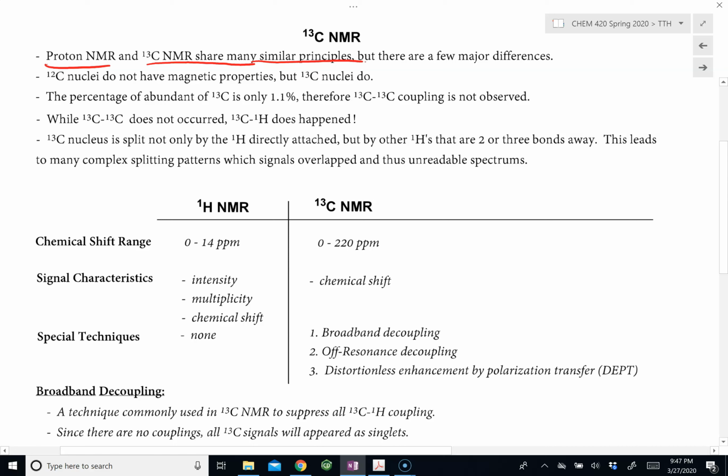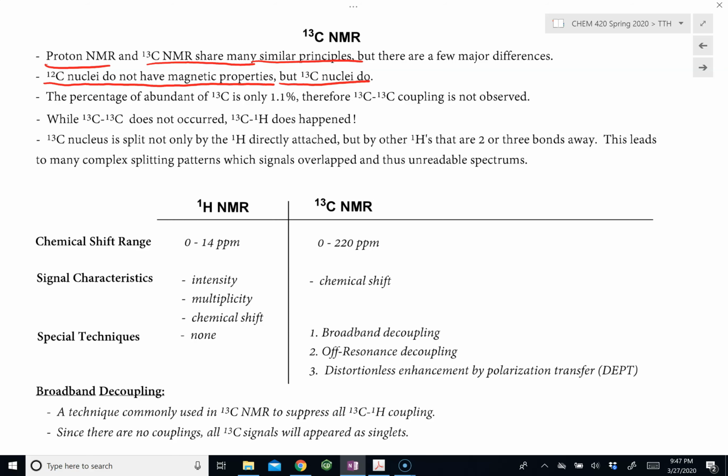Proton NMR and carbon-13 NMR share many similar principles, but there are a few major differences. First, carbon-12 does not have a magnetic property, so only carbon-13 isotopes do. For every carbon-13 isotope that we have in a molecule, it will give us a signal.